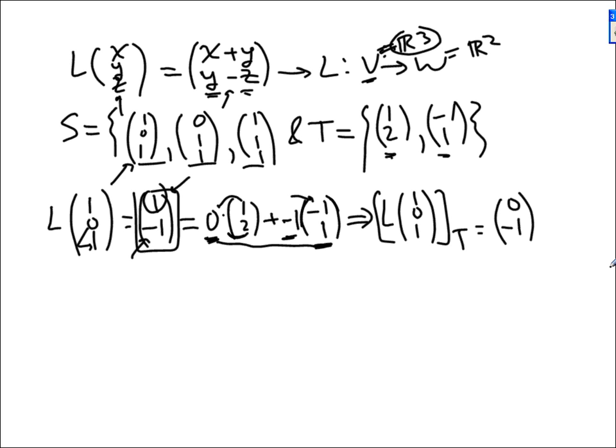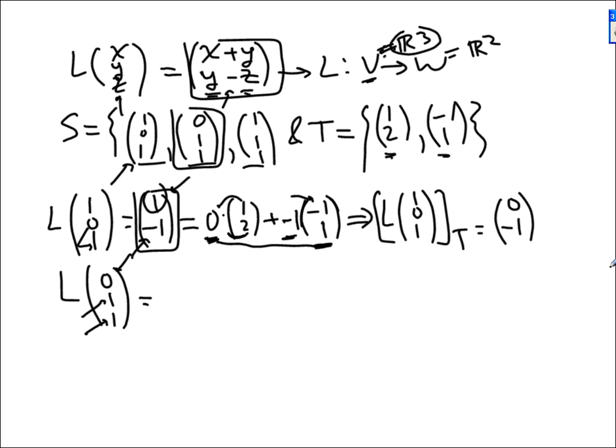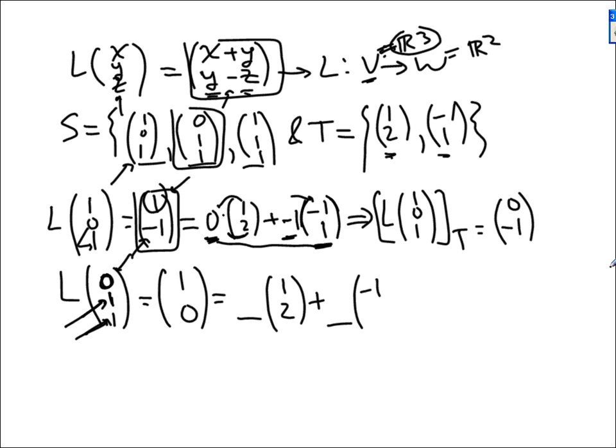Now I take L of the second vector and I do the same thing to it. I call the first entry X and the second entry Y and the third entry Z. And I look at my rule. It says to add X and Y. Add 0 and 1. Okay, 0 plus 1 is 1. And for the second entry, you do Y take away Z. Okay, 1 minus 1 is 0. And I want this to be a multiple of 1, 2, plus a multiple of negative 1, 1.